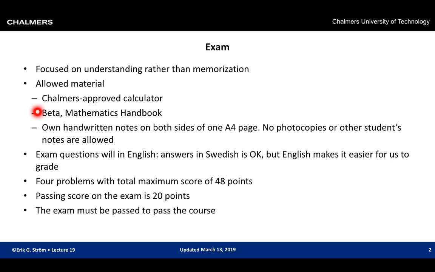So what you can bring to the exam is a Chalmers approved calculator. This is basically so you can, it won't be any advanced mathematics in the sense that you need to do very complicated calculations on a calculator, but you might want to do ratios, maybe a square root or a log or whatever, right? So anything super basic would do nicely. You can bring your math handbook if you like.